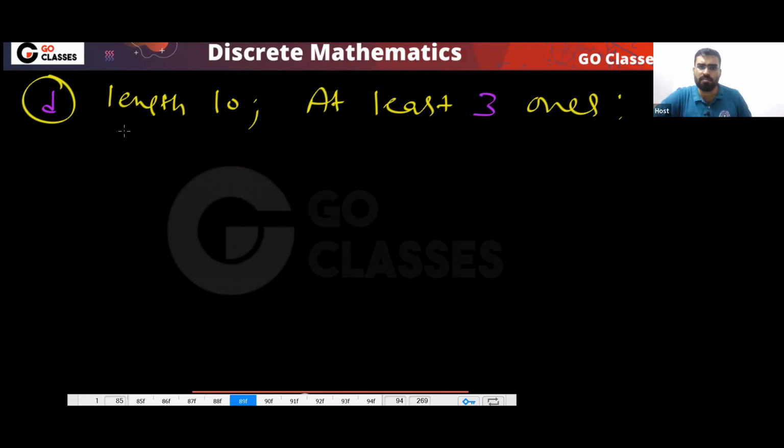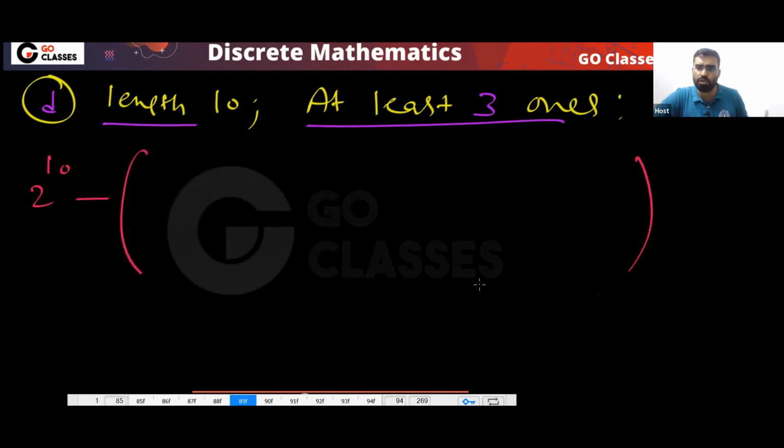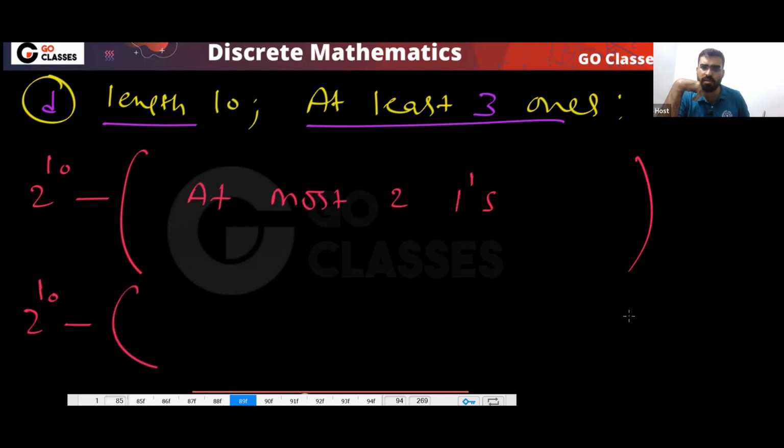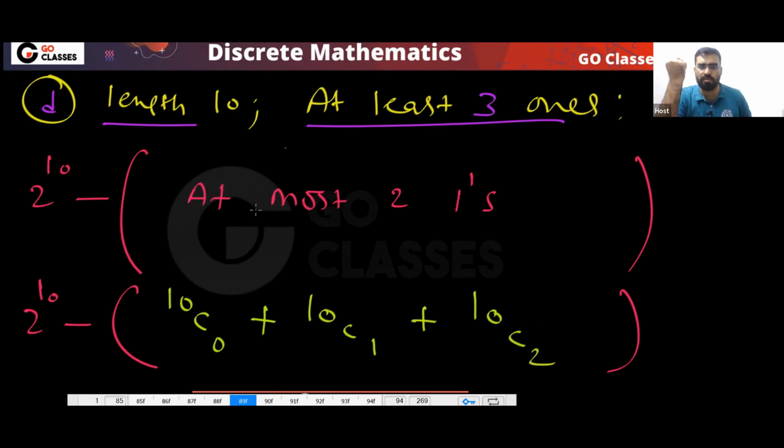And what is another solution? The other solution is that from the total you remove the cases when you have at most 2 ones. So from the total you remove exactly 0 ones, exactly 1 one, and exactly 2 ones. Is this clear? So from the total you remove at most 2 ones.